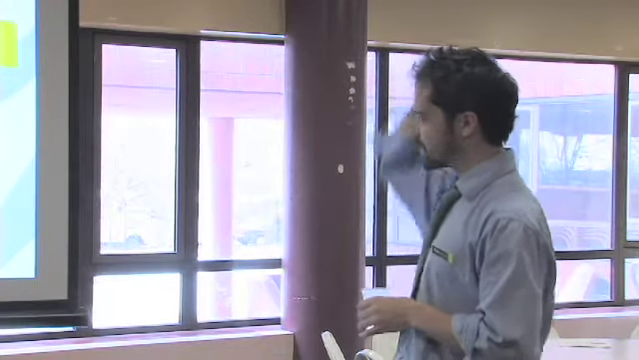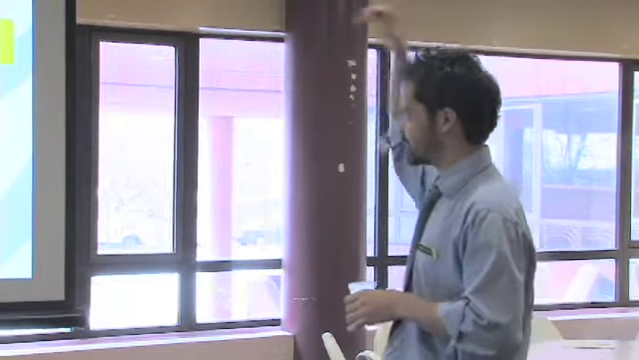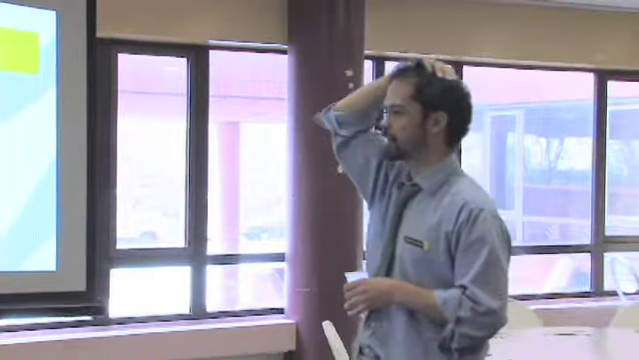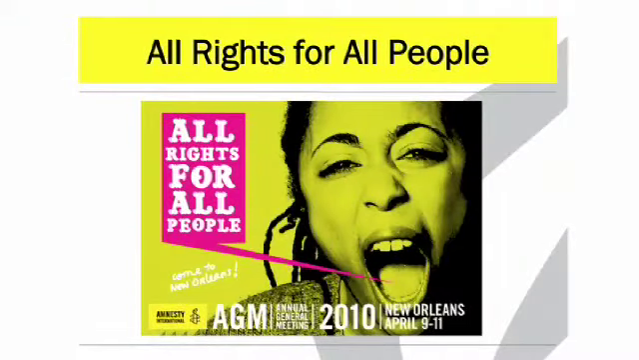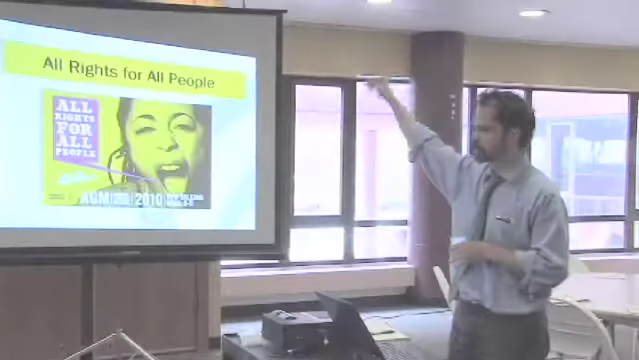So this is a flyer. This is Tenjiwe Makaris, the field organizer for this region. I was hoping she might be able to be here today, but she wasn't. And this is a postcard for our annual general meeting, which is coming up in New Orleans. This is one of our slogans: all rights for all people.